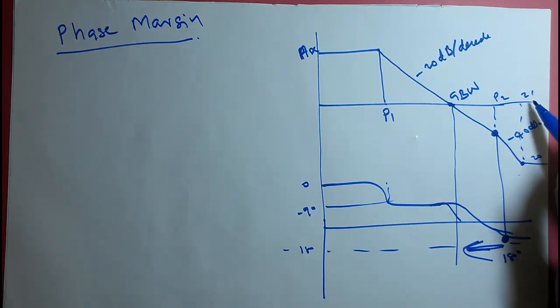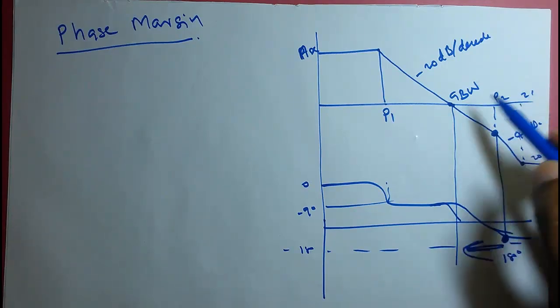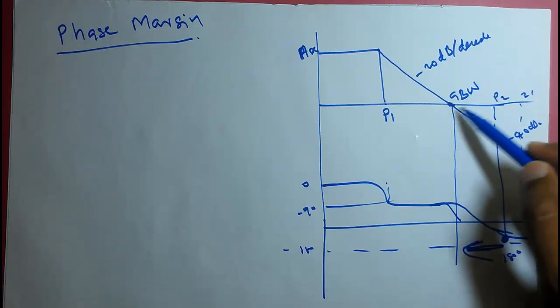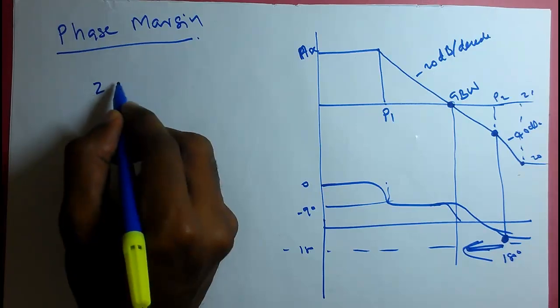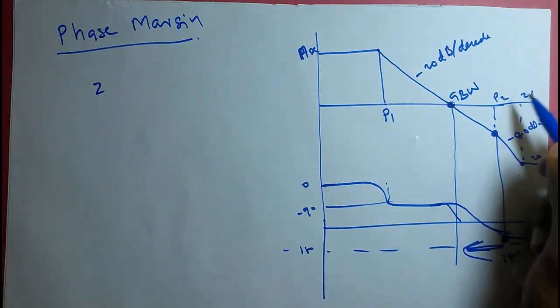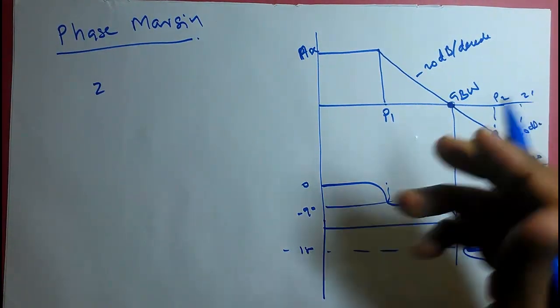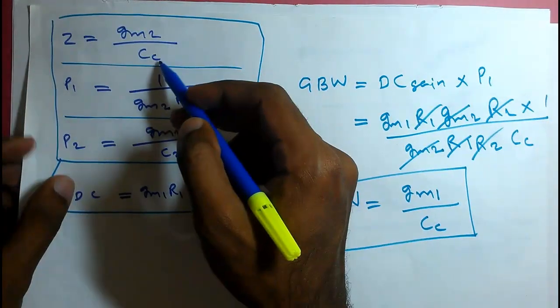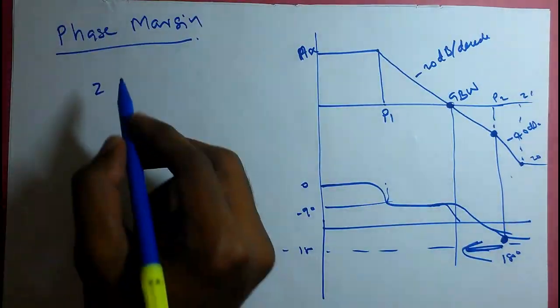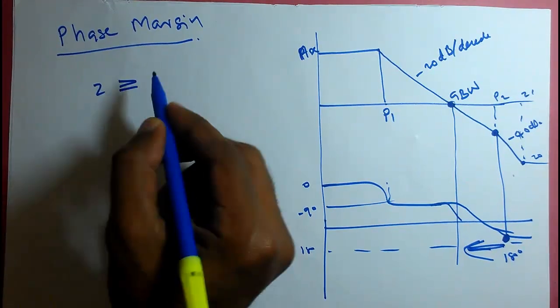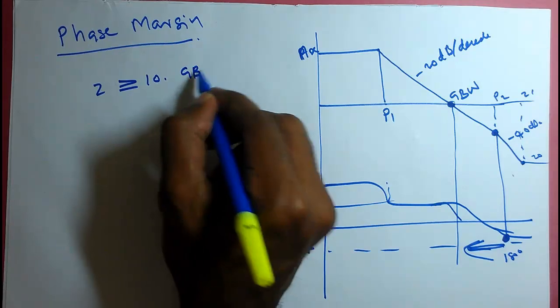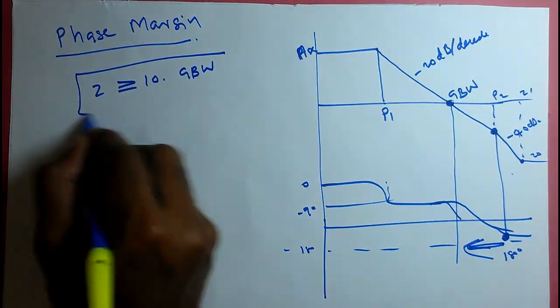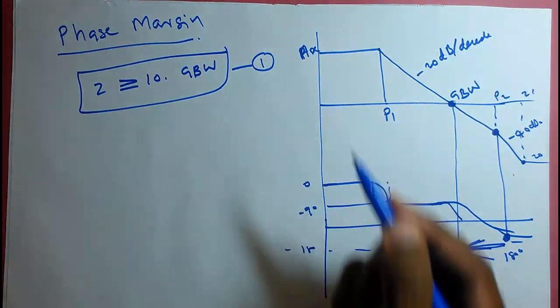And Z1, that is the zero, comes after a lot of frequency beyond the gain bandwidth product. So generally we assume, or we can design, the zero using gm2 and Cc, such that the zero is greater than or equal to 10 times the gain bandwidth. This is an assumption. We keep it as equation 1.